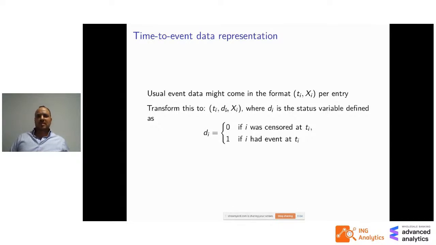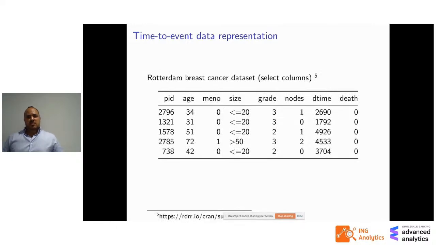To show you more exactly how that looks, this is a famous Rotterdam breast cancer data set. Well, it's 5 rows of it. It's bigger than that. But you see the patient ID, age, pre or post menopause, the size of the tumor, grade, nodes. There are some other medical covariates here. And then this is the T variable, the time.